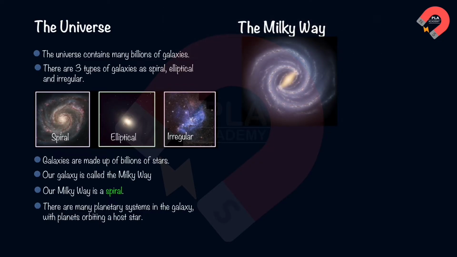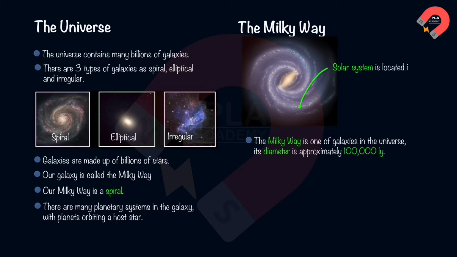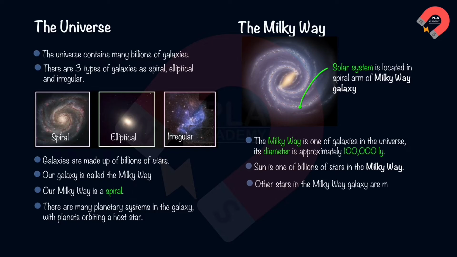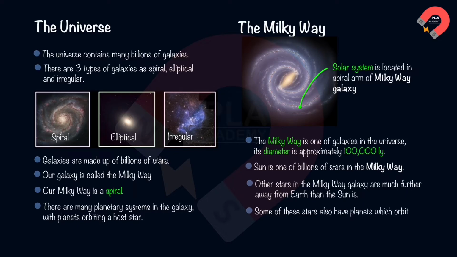The Milky Way. The Milky Way is one of the galaxies in the universe. Its diameter is approximately 100,000 light-years. Our planetary system is called the Solar System, and it is located in an outer spiral arm of the Milky Way galaxy. The Sun is one of billions of stars in the Milky Way. Other stars in the Milky Way galaxy are much further away from Earth than the Sun is. Some of these stars also have planets which orbit them.